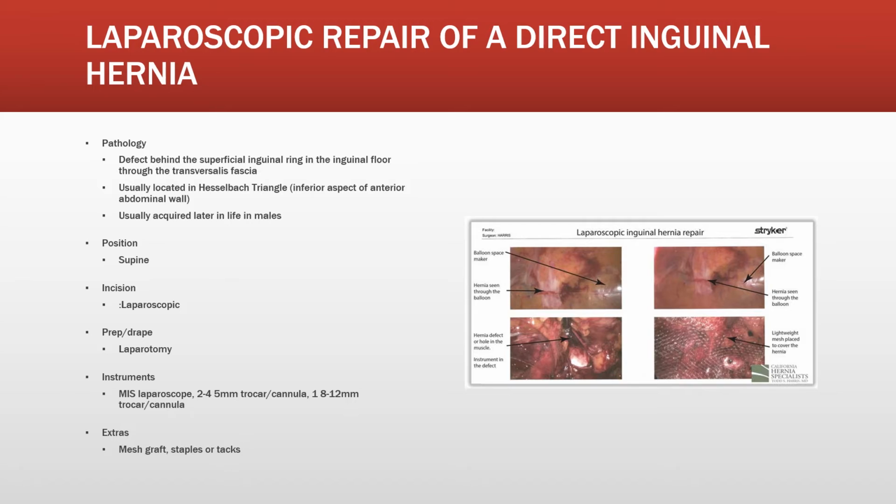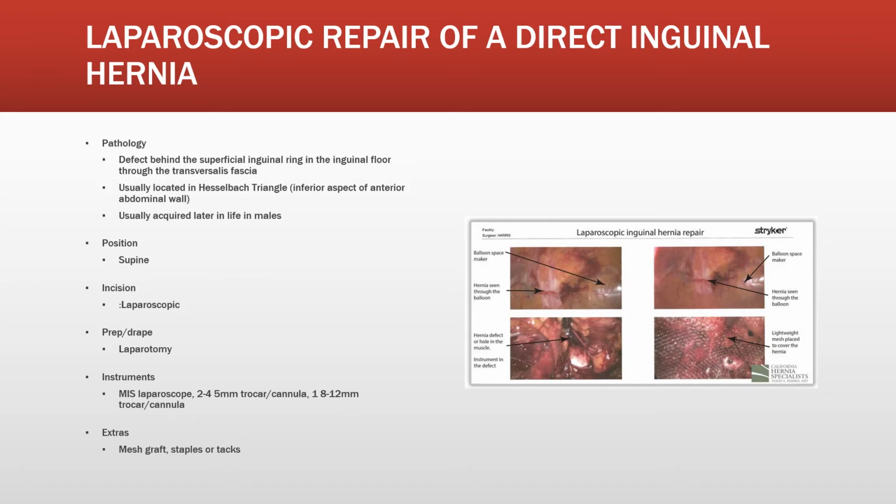Now, on a laparoscopic repair of a direct inguinal hernia, our pathology, again, remember, that is the defect behind the superficial ring, directly through that fascia, located in the Hesselbach triangle, and usually acquired in older males.